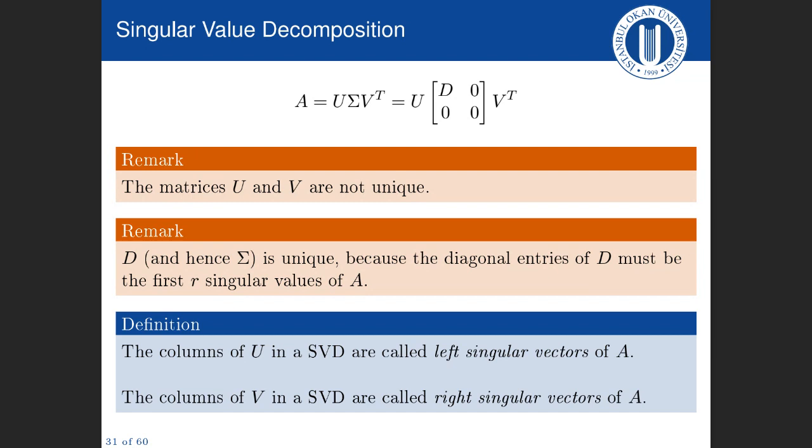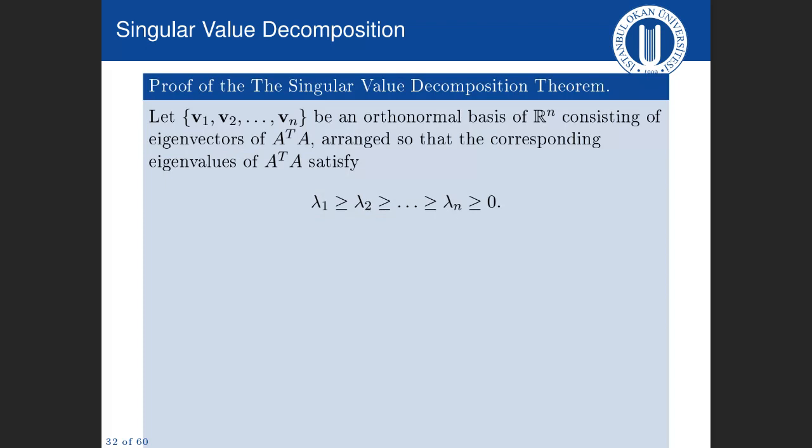The columns of U in an SVD are called left singular vectors, and the columns of V in an SVD are called right singular vectors of A. We're going to prove the singular value decomposition. It's quite a long one, so bear with me.